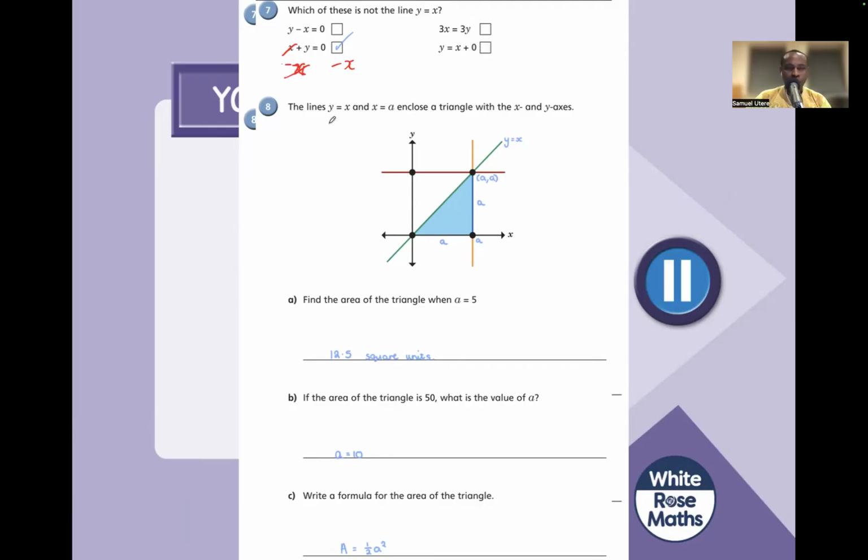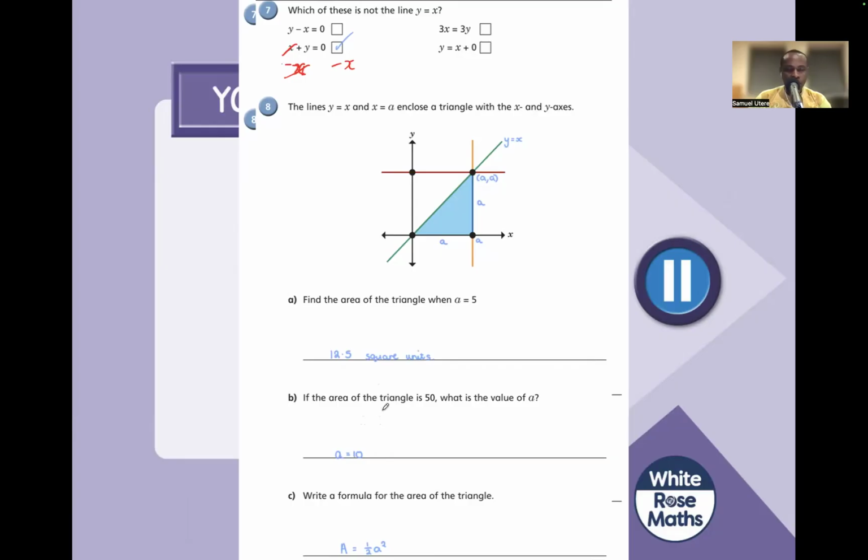And then you are asked: the lines y equals x and x equals a enclose a triangle with the x and y axes. You're asked to find the area of the triangle when a is equal to 5. And here is the answer. So that should be 12.5 square units.